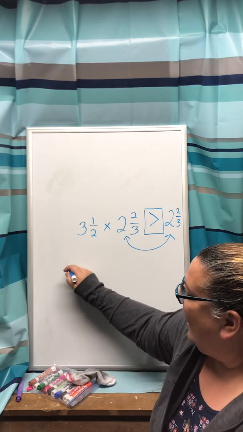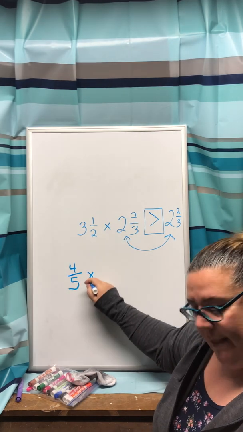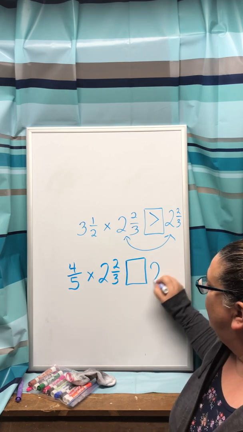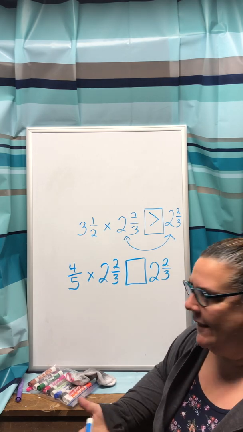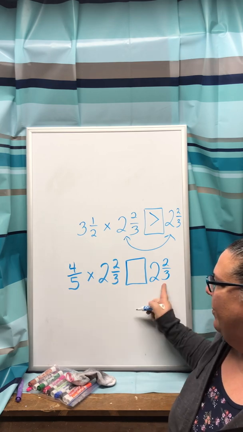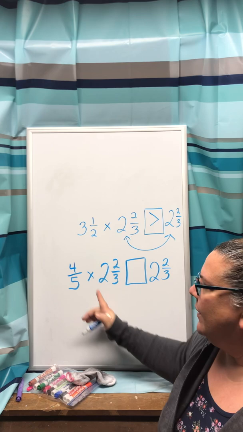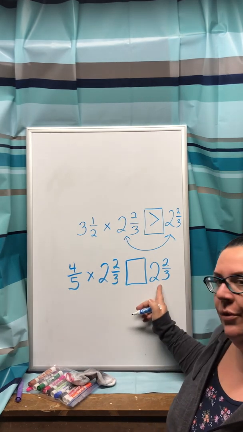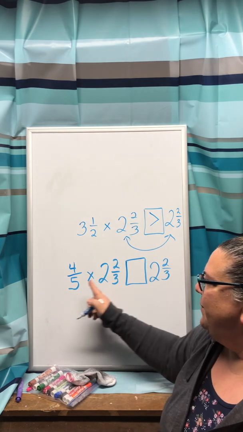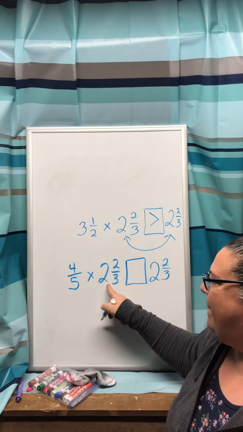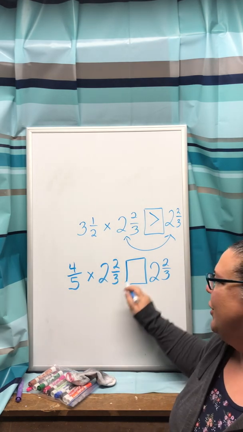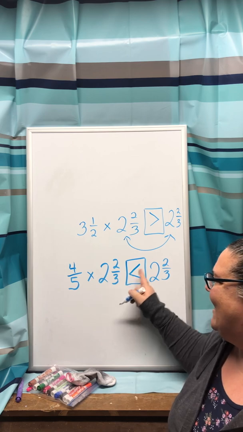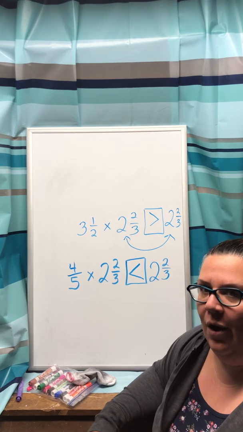Okay, looking at the next one, we have 4 fifths times 2 2/3. How does that compare to 2 2/3? Again, same idea. My 2 2/3 in both places. So I know so far that 2 2/3 is the same as 2 2/3, but when I multiply 2 2/3 by a number, now this time less than 1, what's going to happen to this side of the equation? Less than 1 times 2 2/3 is going to bring this number down. So my sign is going to look like that now. 4 fifths times 2 2/3 is less than 2 2/3, meaning my answer is going to be going down.